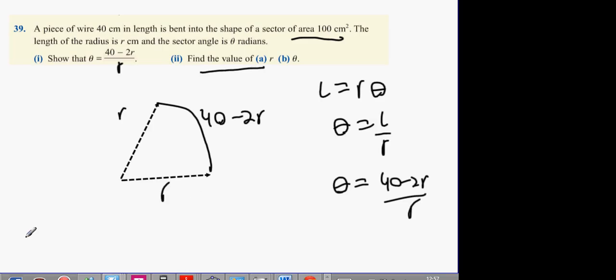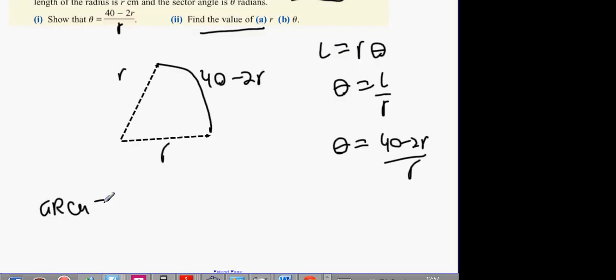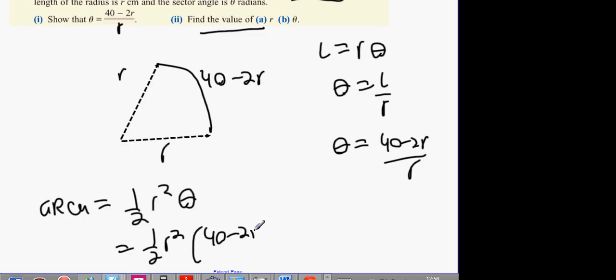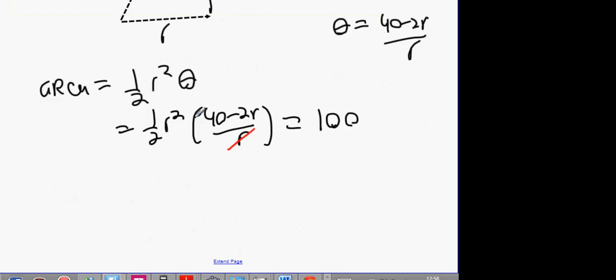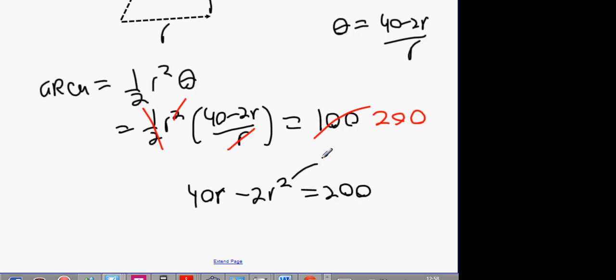The only other piece of information we have is the area. Area equals a half r squared theta. A half r squared times 40 minus 2r all over r, and all of that equals 100. The r on the outside cancels with the r on the inside. Multiply both sides by 2, turns that to 200, gets rid of the half. Then we're left with 40 multiplied by r is 40r. r multiplied by minus 2r is minus 2r squared, and that equals 200. Bring everything over to the right hand side.